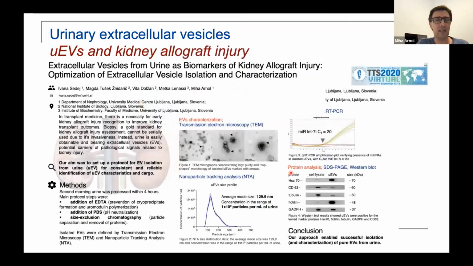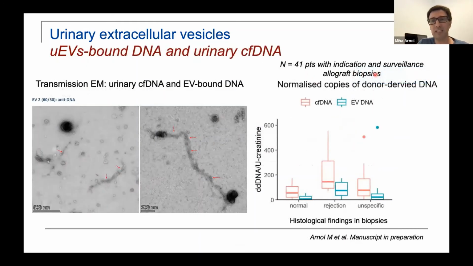And actually over the last year, in collaboration with our National Institute of Biology and Institute of Biochemistry in our medical faculty, we were able to successfully isolate these pure extracellular vesicles from urine and try to characterize their content, including DNA, using different molecular technologies, including transmission electron microscopy, nanoparticle tracking analysis, digital PCR, and Western blot. And these are some preliminary results in the first 41 patients with indication and surveillance allograft biopsy. And this study showed that cell-free and extracellular vesicle bound DNA were actually significantly higher in the urine of patients in whom biopsy showed rejection episodes as compared to unspecific inflammatory findings such as IFTA or normal histology in this indication and surveillance allograft biopsy. So this is a promising approach. We still need to do some further work and the manuscript is in preparation.